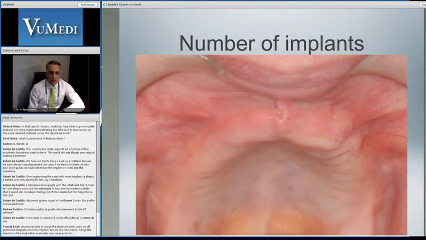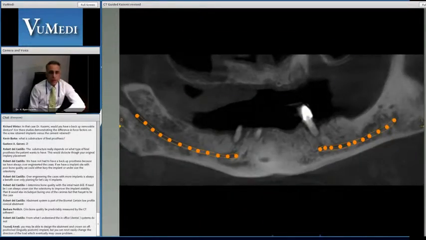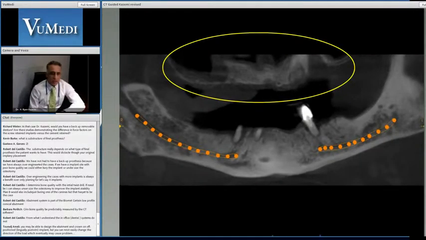So another critical information that we get from our planning and the CT-guided planning is the number of implants. So here's a patient completely edentulous who has been using a denture for a number of years. The ridge appears to be reasonably good until we take a scan. And we quickly realize that there's a significant defect on the maxilla.